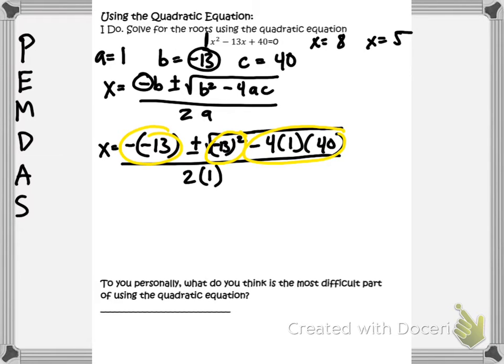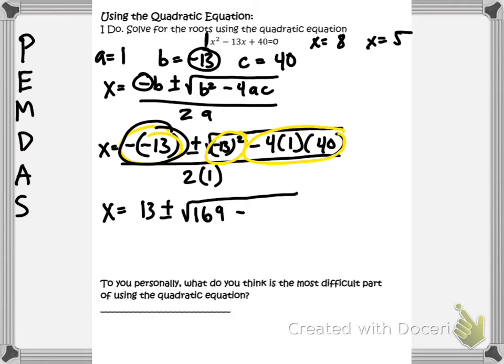This is easy, because negative 13 is just positive 13. So let's start off with x is equal to, simplifying this, becomes 13. Plus and minus the square root of, right, 13 squared, I don't expect you guys to know, so use a calculator if you need to. 13 squared, I'm doing it with the calculator, is 169 minus 4 times 1 times 40. Use the calculator. This is going to give me 160. All over 2 times 1 is 2.